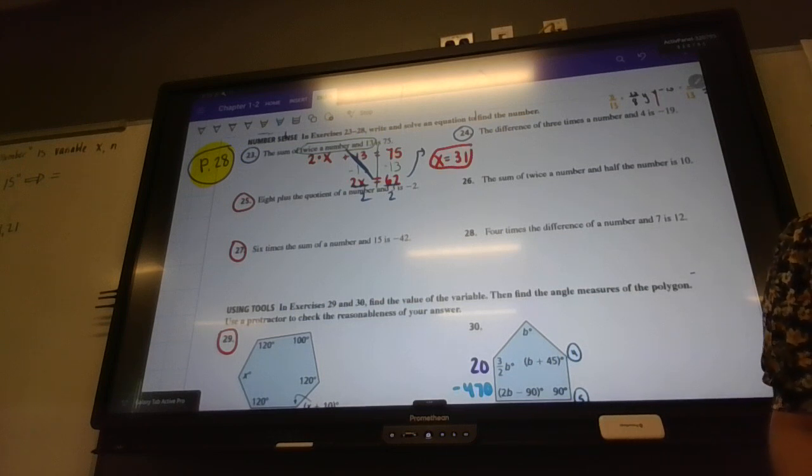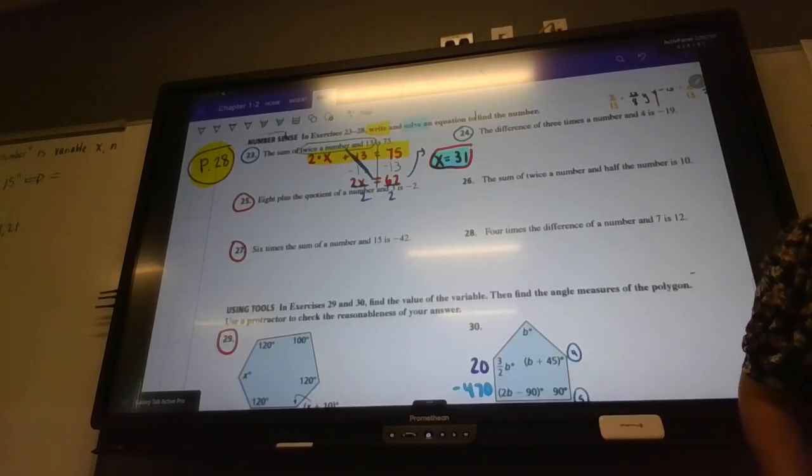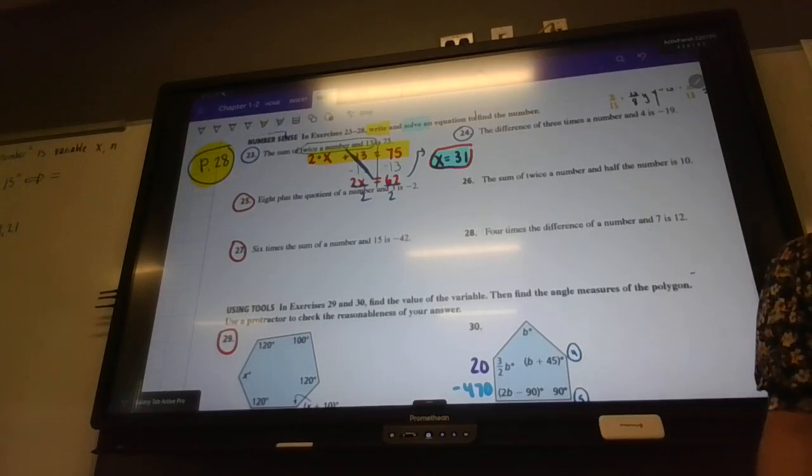So as far as the directions go, you had to write the equation, which we did. The equation we wrote was 2x plus 13 equals 75. Then it says, and solve it, which we did. X is 31. Very good. 3 more.